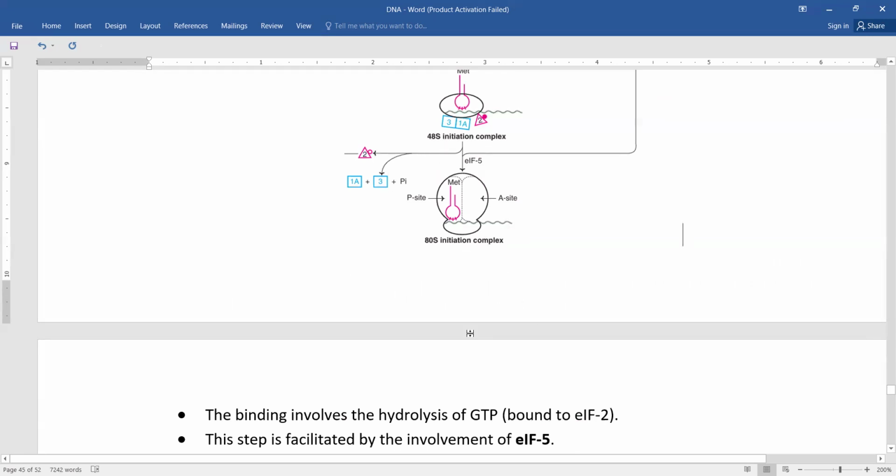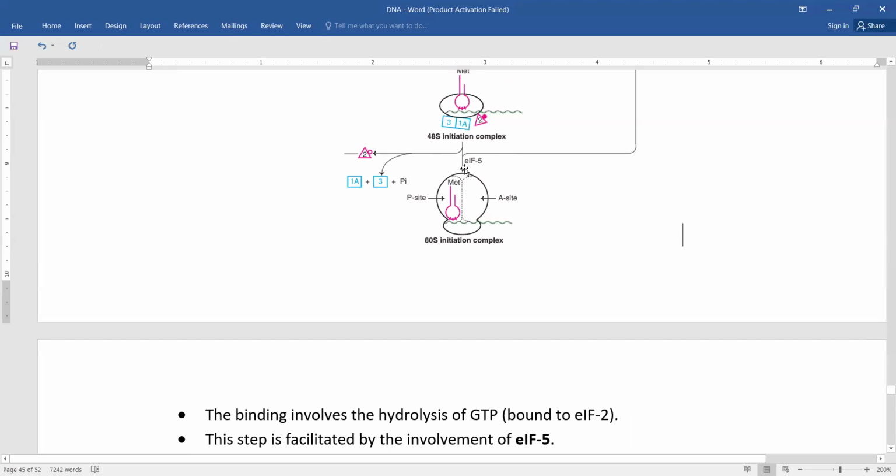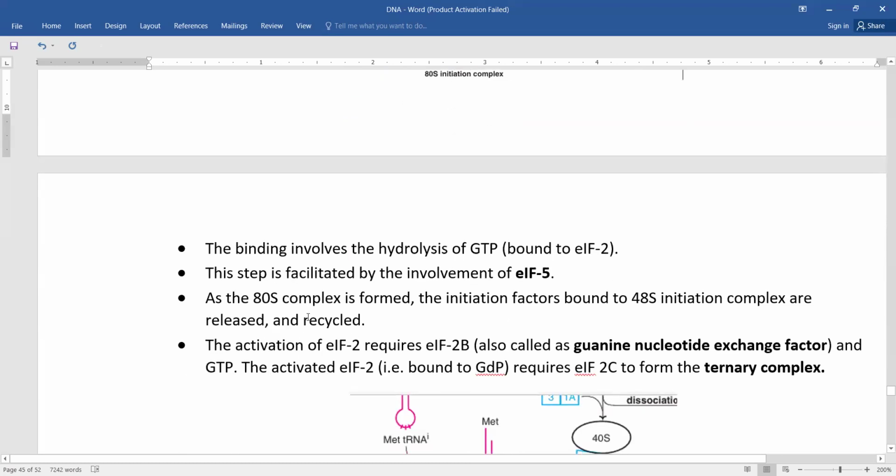So that is broken, to form GDP. This step is facilitated by the involvement of eIF5, or initiation factor 5. Breaking of the GTP is also associated with the help of IF5. Okay, initiation factor 5. As the 80S complex is formed, the initiation factors bound to the 48S initiation complex are released and recycled.